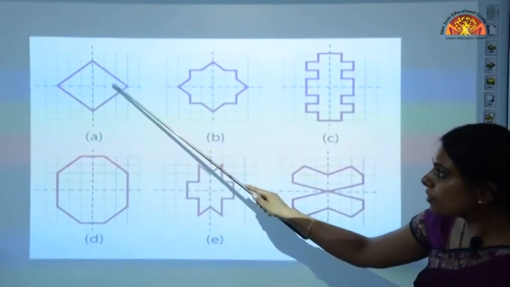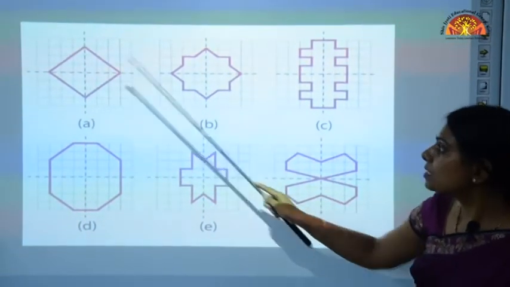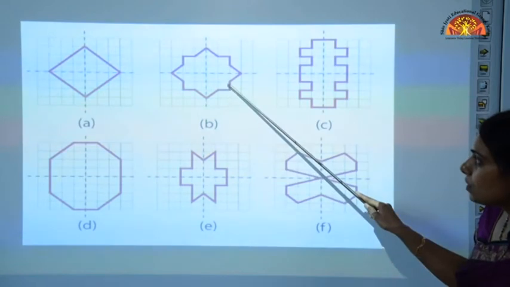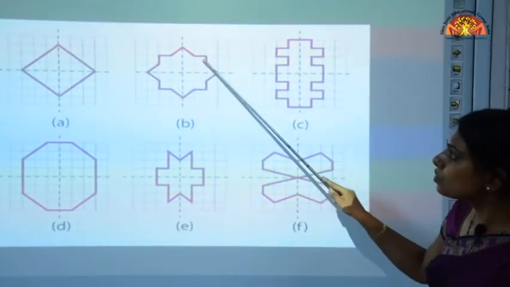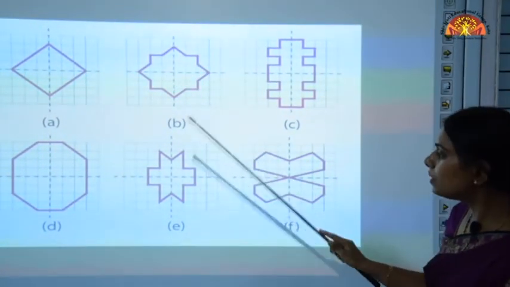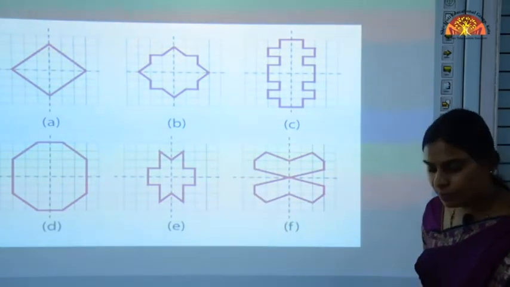Here the 1 line was given, so the complete rhombus is formed. Similarly, this shape was a particular triangular shape, so the star will be formed. Similarly, the other 4 shapes can be drawn symmetrical to each other.